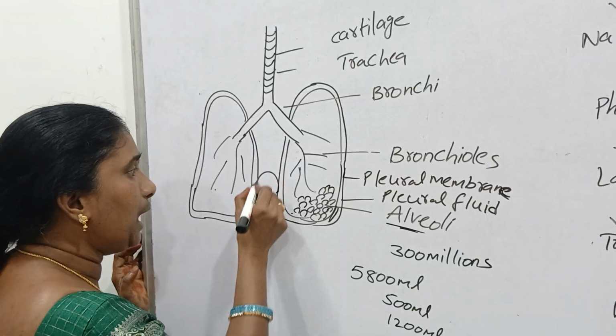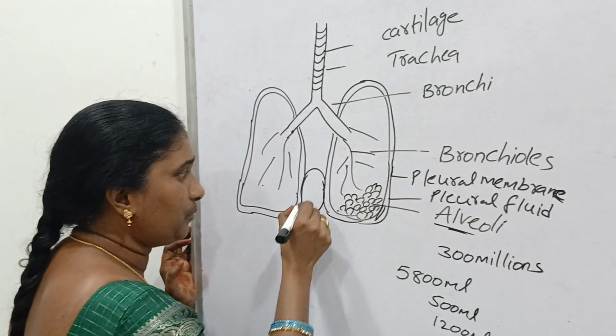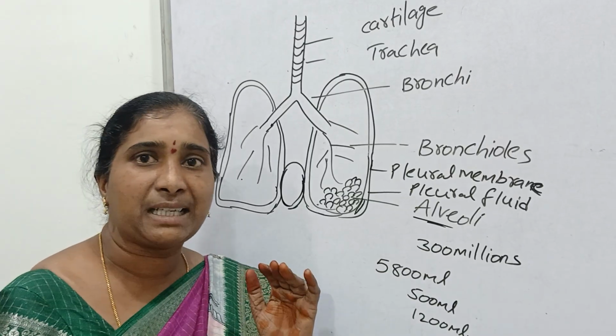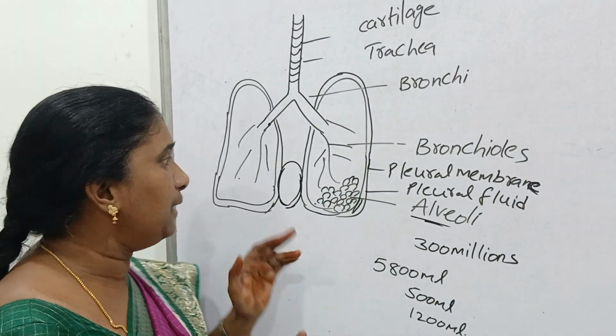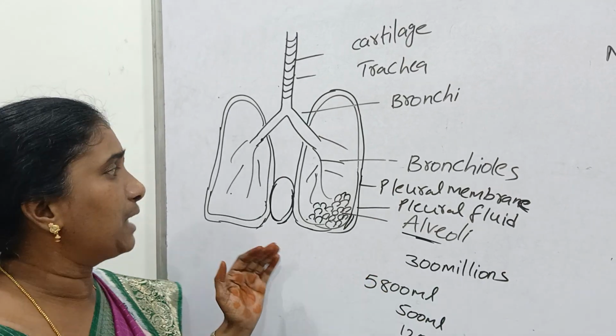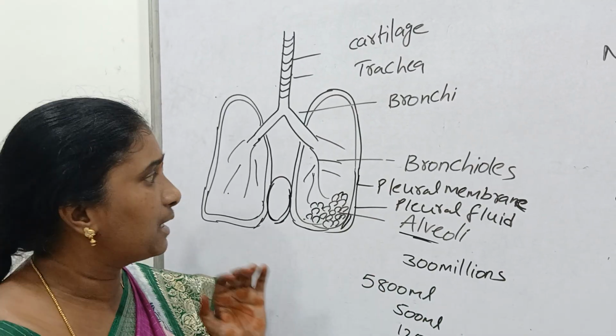So between the two lungs, heart is located. Our left lung is slightly smaller than right lung because of location of heart. Heart is slightly located on the left side, so that our left lung is slightly smaller than right lung.